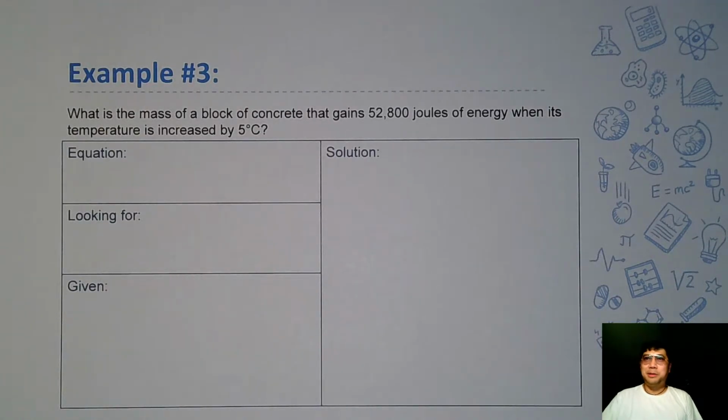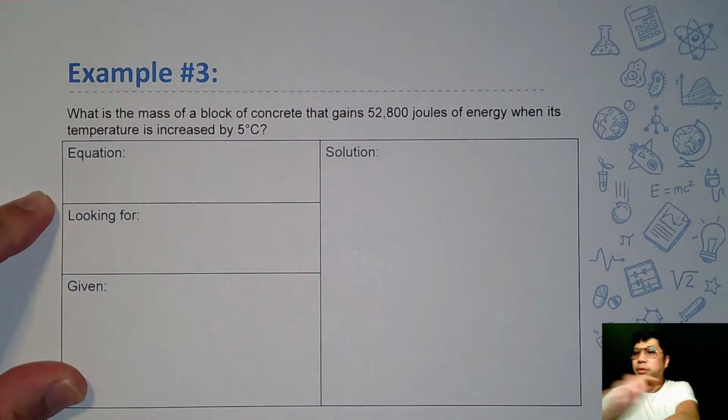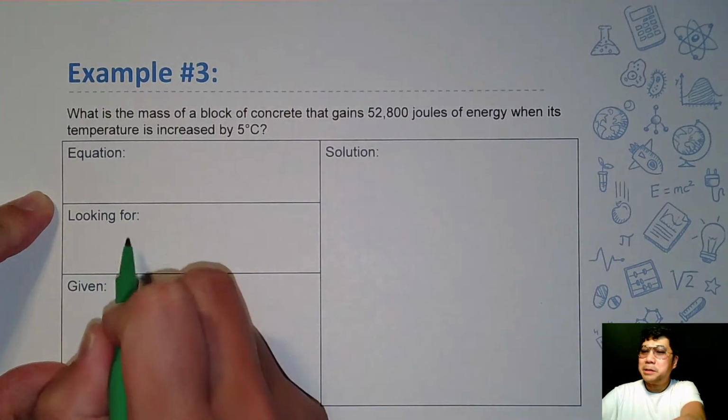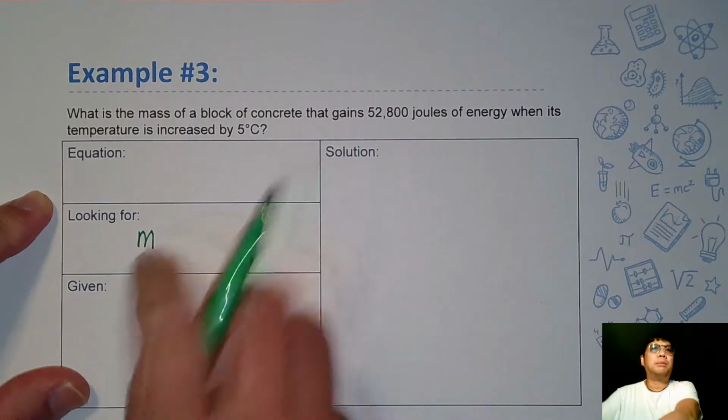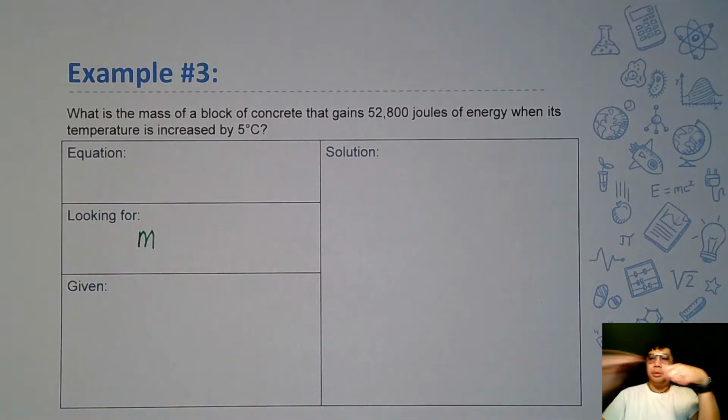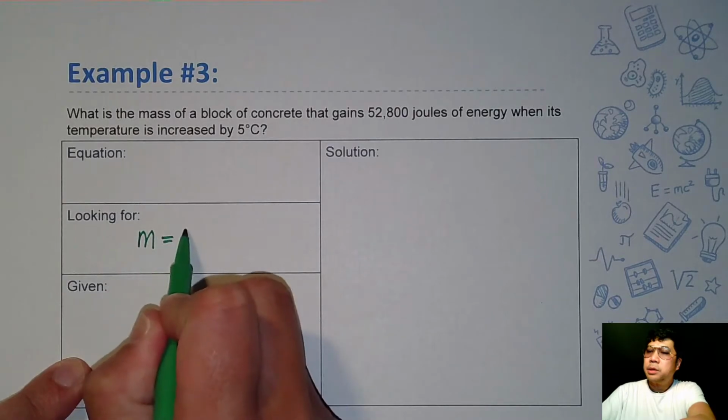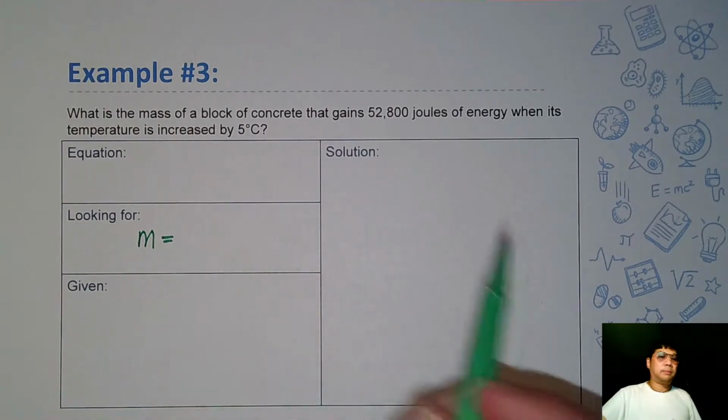As shown in the document, this is example number 3 for specific heat. The problem asks, what is the mass? So we are solving for the mass. I'm going to start by placing what we are looking for: mass. What is the mass of a block of concrete?